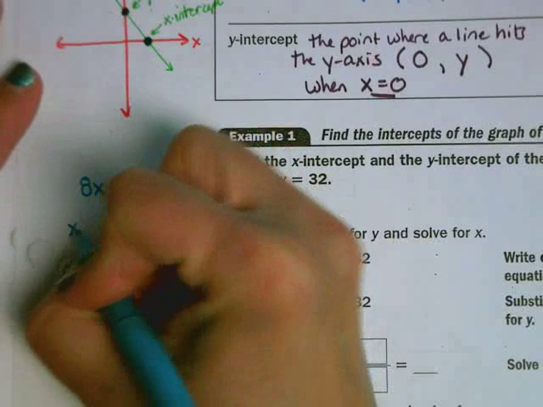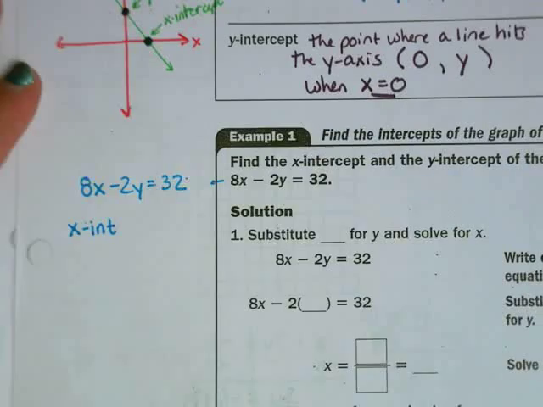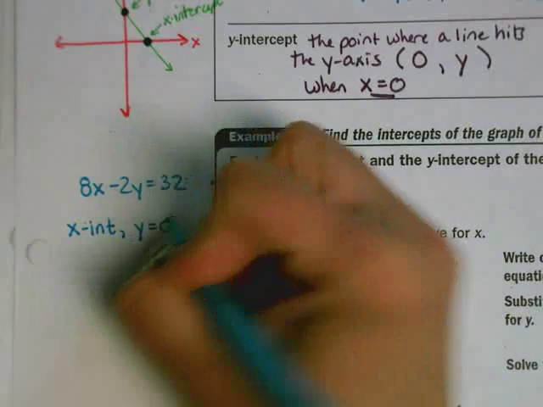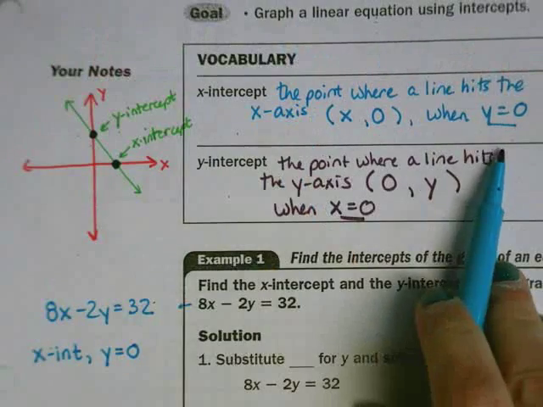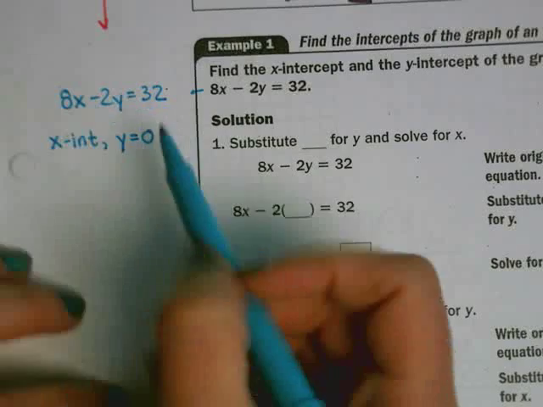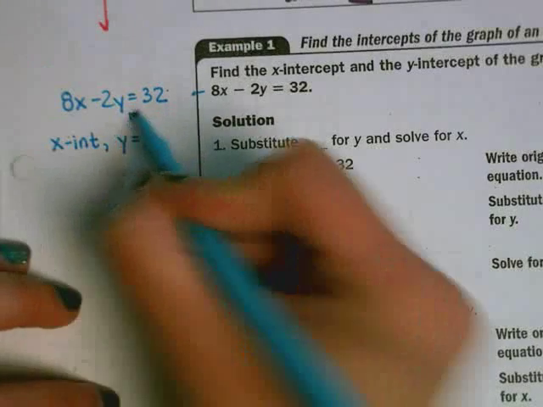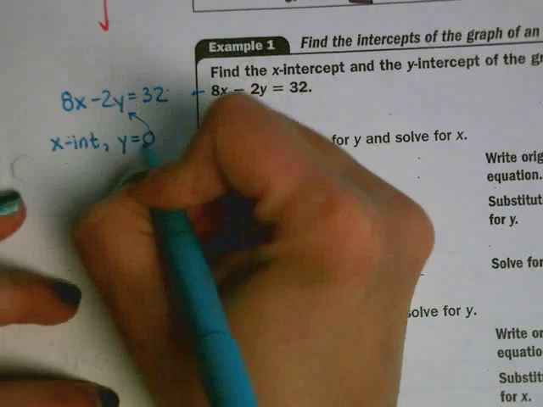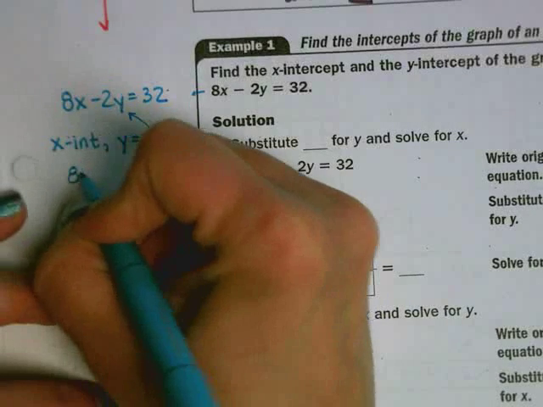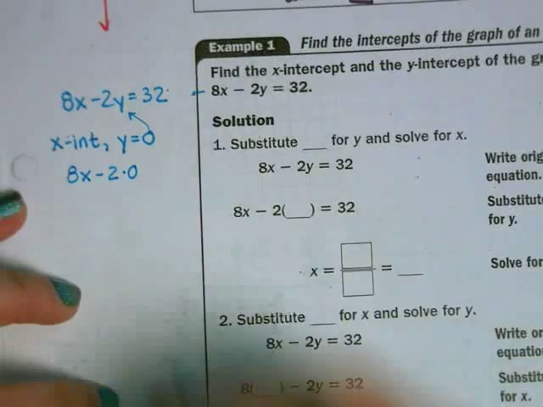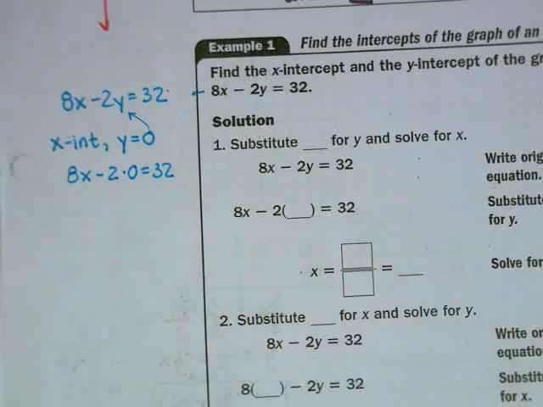So I'm going to have you guys write this out. The x-intercept, we're trying to find that first, is when y equals 0. Agreed? X-intercept up here is when y equals 0. So if y equals 0, can't we just plug in 0 into the equation and see what happens? All right, let's try that. We know y equals 0, so we have 8x minus 2 times 0 equals 32.